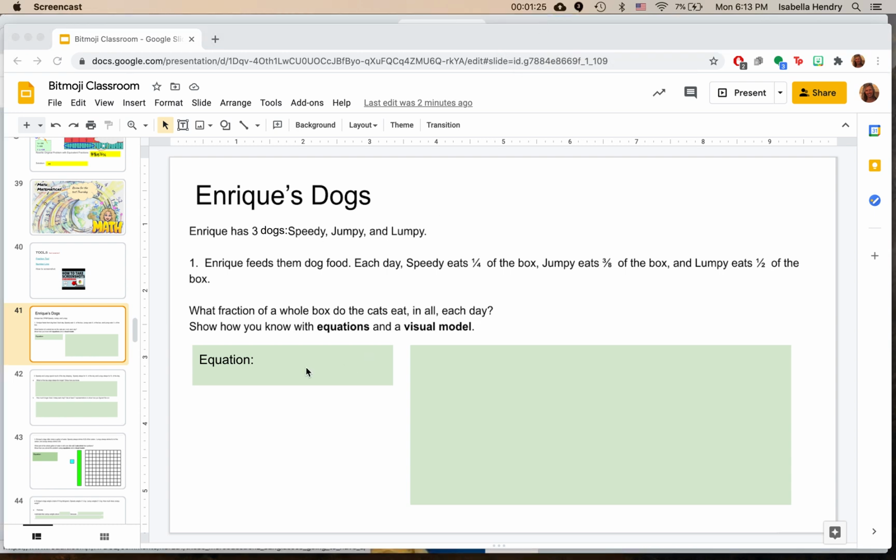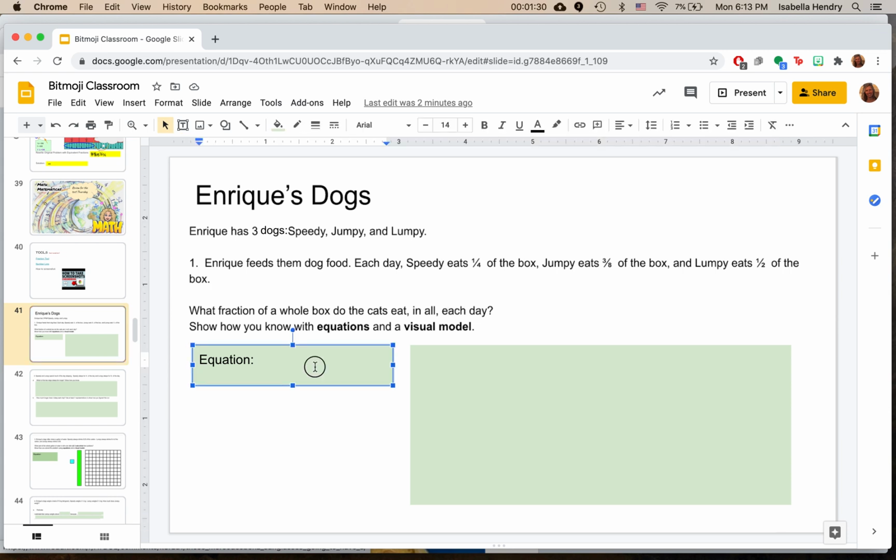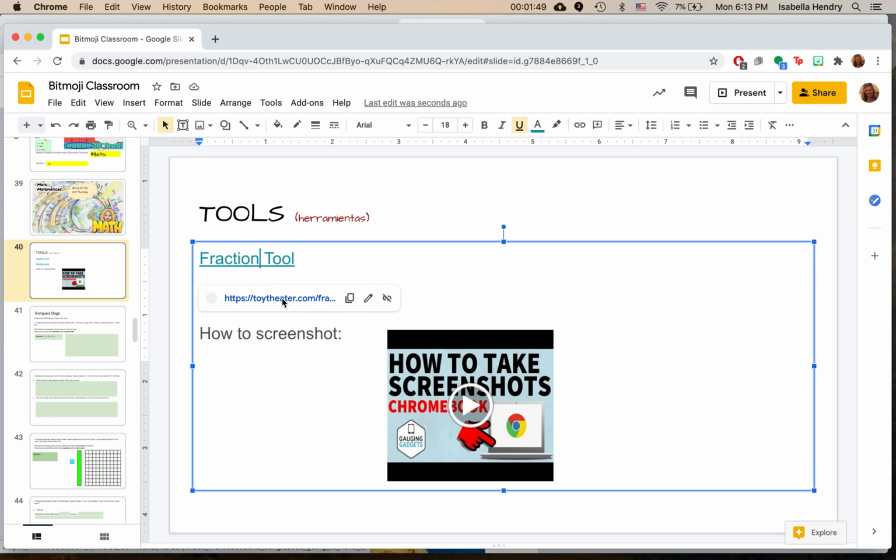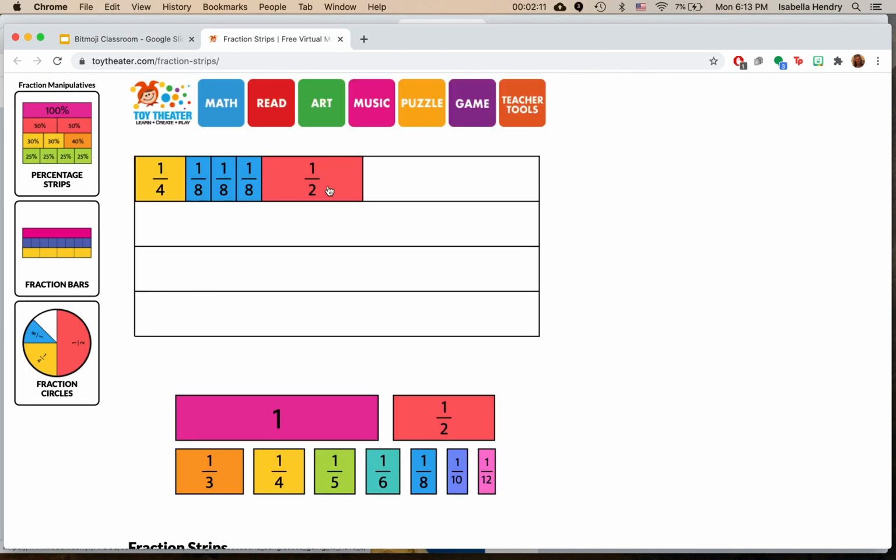So I know that because this is asking me how much they eat in all, and they're each eating a part of the box, I have to add. So my equation would be 1/4 plus 3/8 plus 1/2. And now I have to figure it out. So I can either get my pencil and paper, or I can come up here and use my fraction tool. I know that my answer is going to have to be in eighths because this is the greatest denominator. So first, I'm going to say that 1/4 equals 2/8.